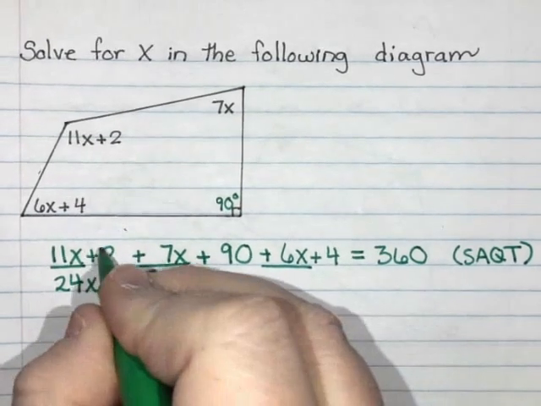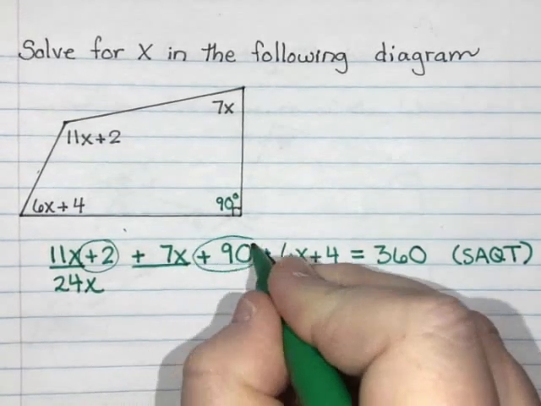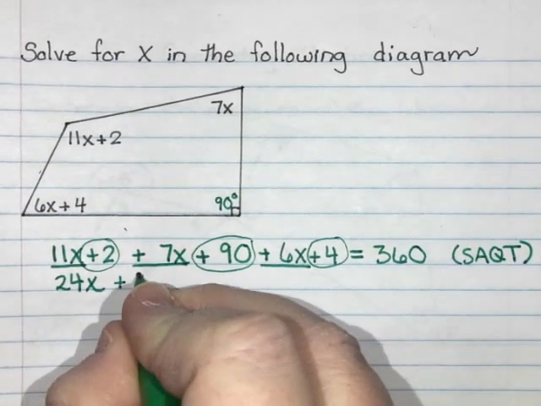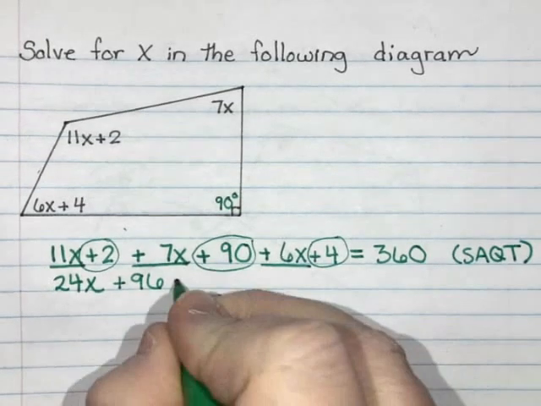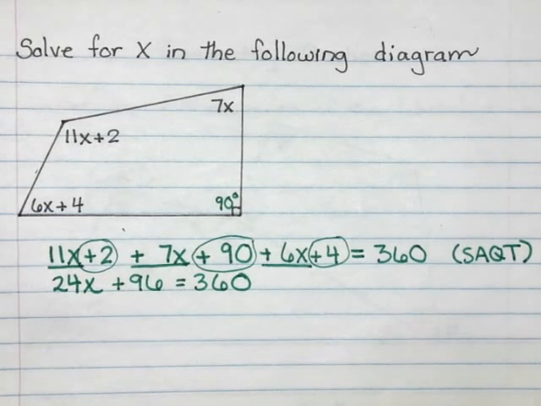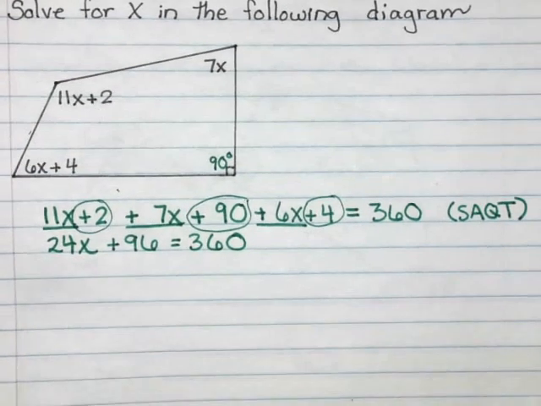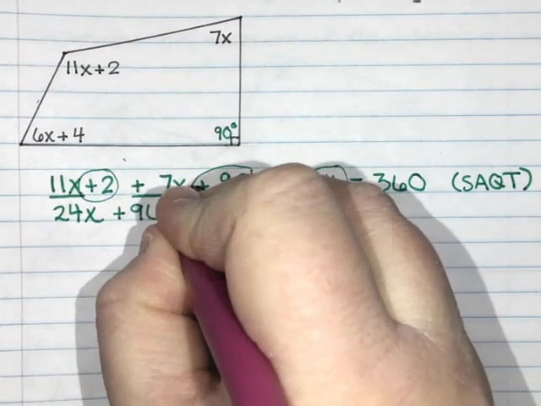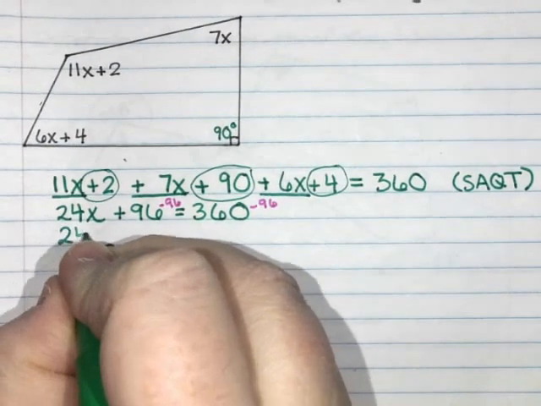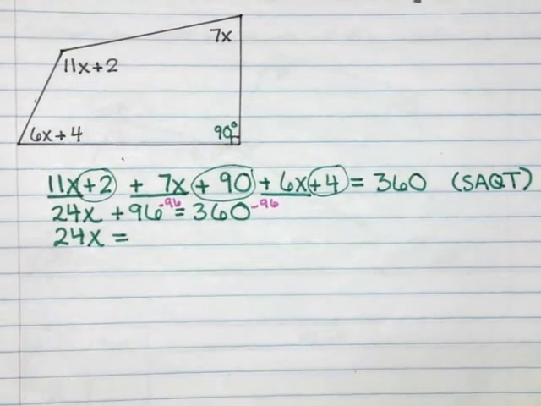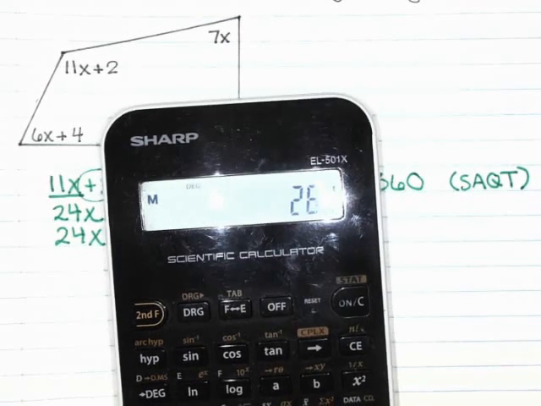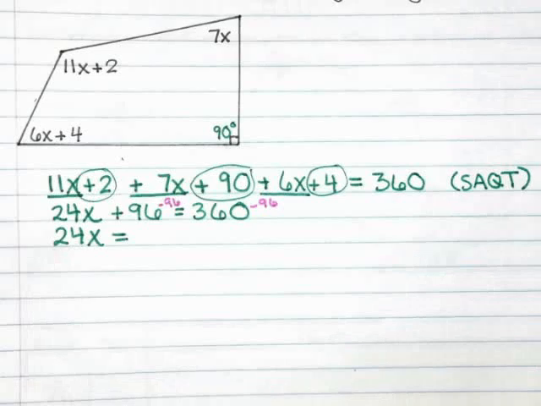And then for my numbers, I have 2, I have 90, and I have 4. I don't actually need a calculator for that. I can add those in my head. That's 96. And then that equals 360. So from here, I want to try to solve that equation. So I'm going to start by subtracting 96 from both sides. So I get 24x equals, now 360 take away 96 leaves me with 264.